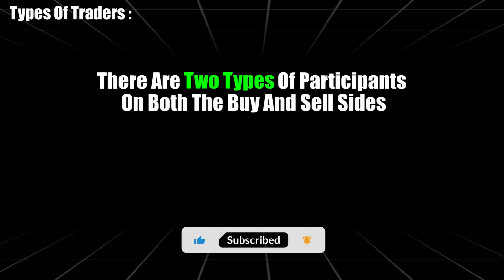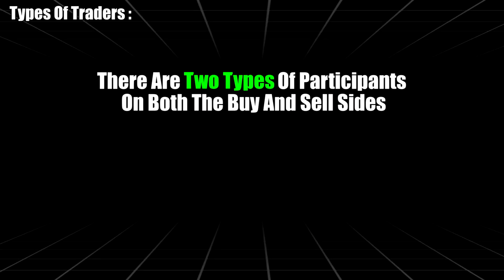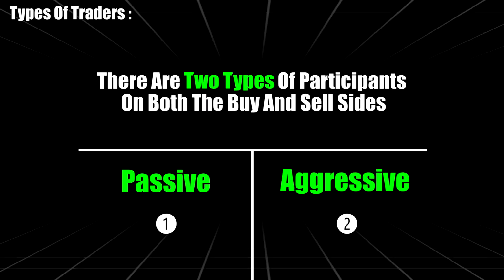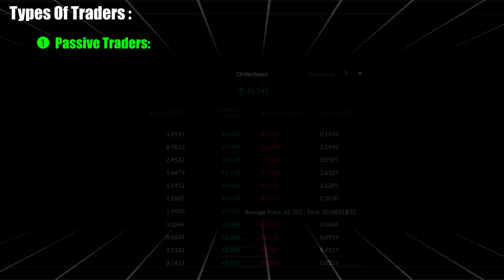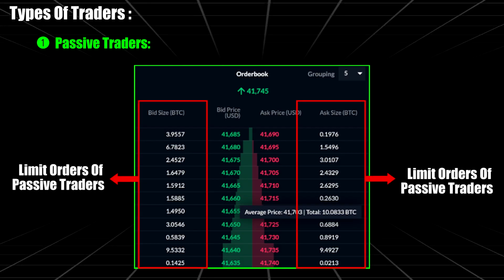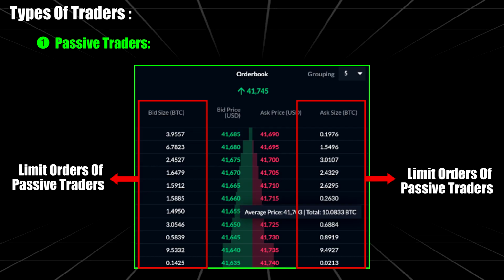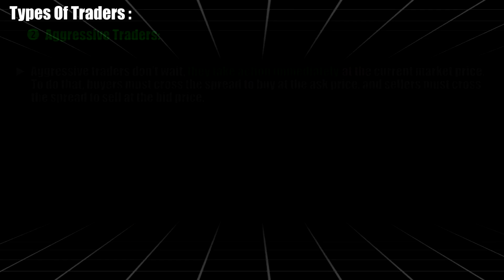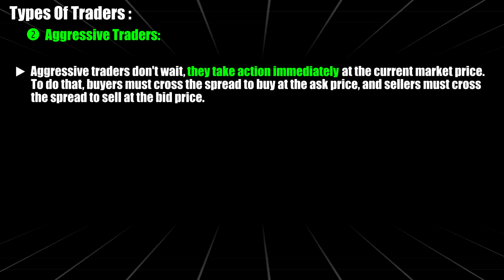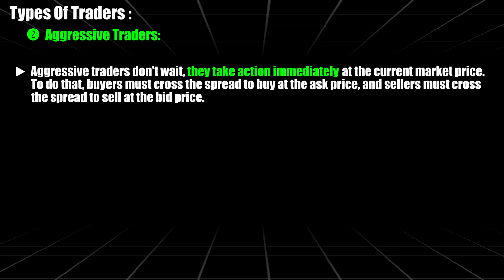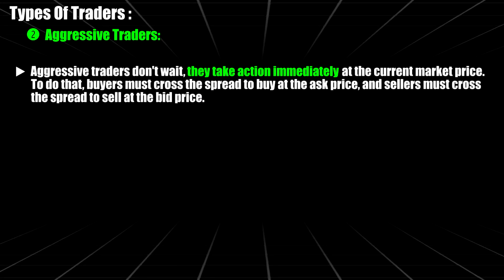What many traders don't realize is that there are two types of participants on both the buy and sell sides, passive and aggressive. Let's start with the passive traders. So when you see bids and asks stacked up in the order book, those are limit orders, passive in nature. But if all traders were passive, the market wouldn't move at all. That's where aggressive traders come in. So the aggressive traders don't wait, they take action immediately at the current market price. To do that, buyers must cross the spread to buy at the ask price, and sellers must cross the spread to sell at the bid price.